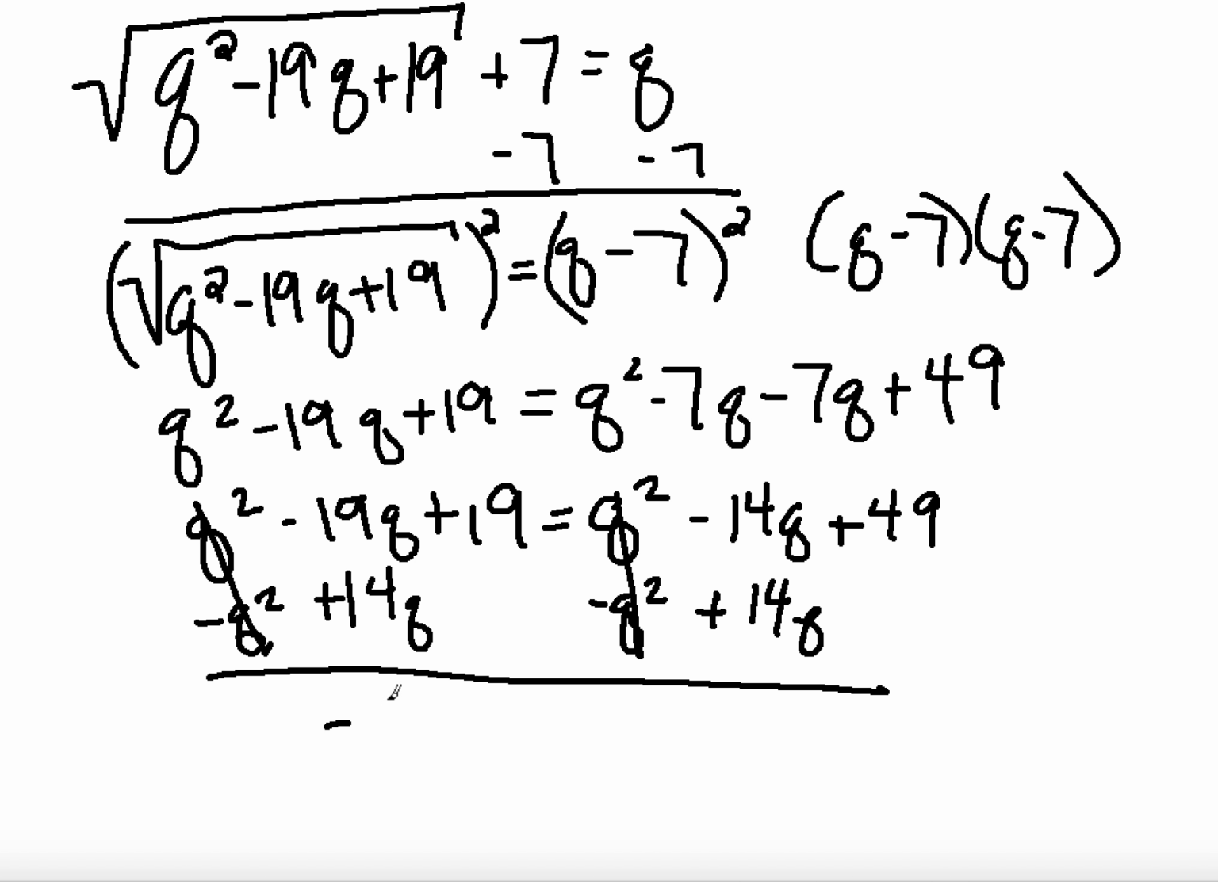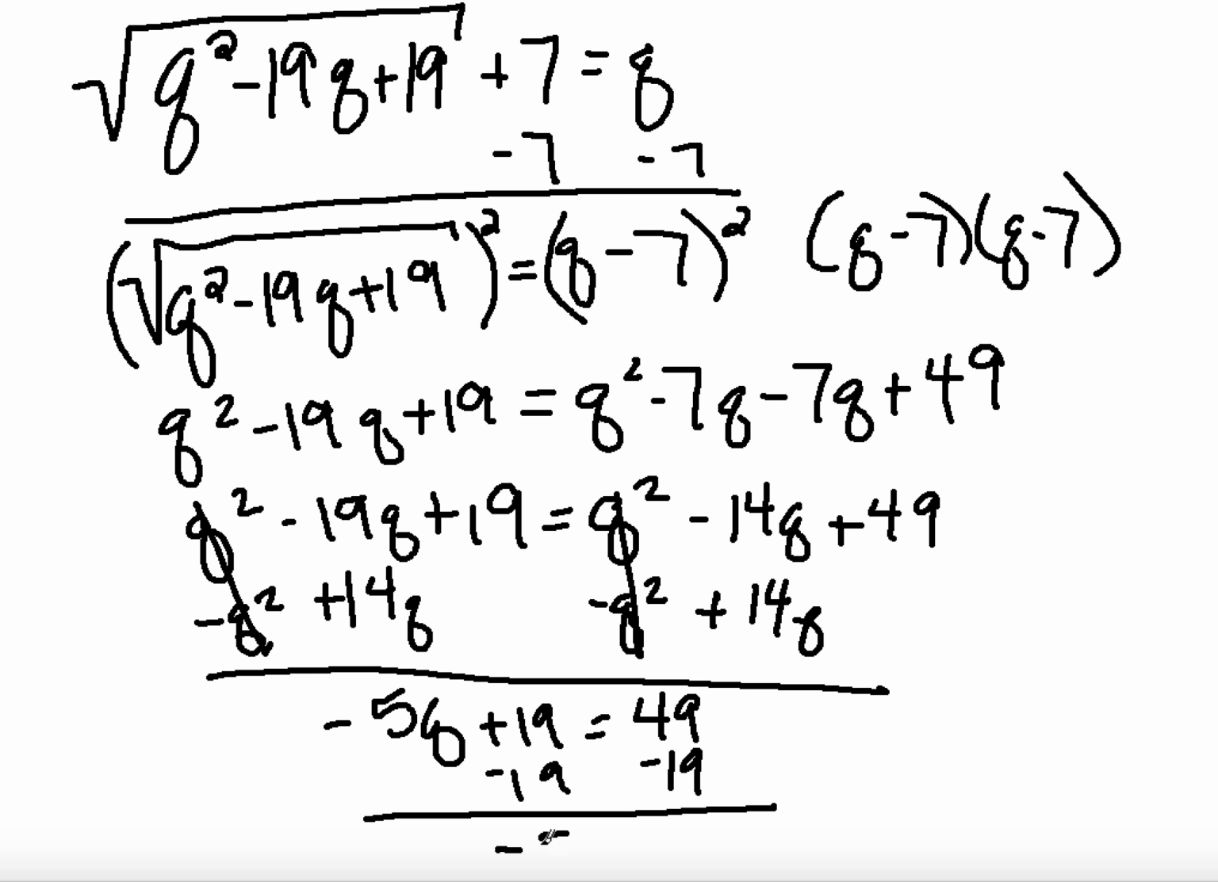And that's going to give me negative 5q plus 19 equals 49. I'm going to subtract the 19 from both sides. So I'm going to get negative 5q equals 49 minus 19, which is 30. So q equals negative 6.